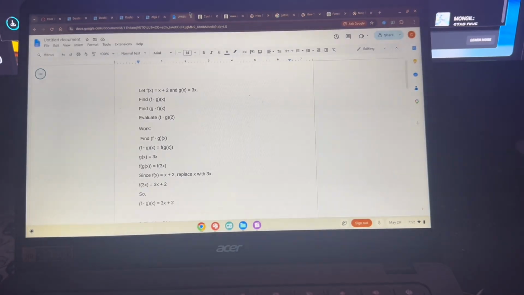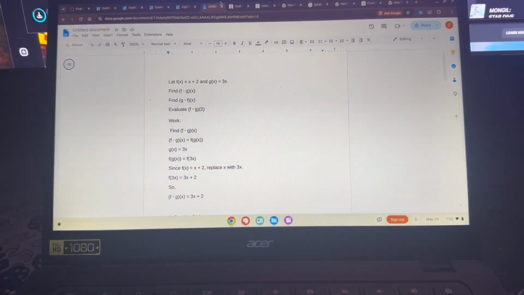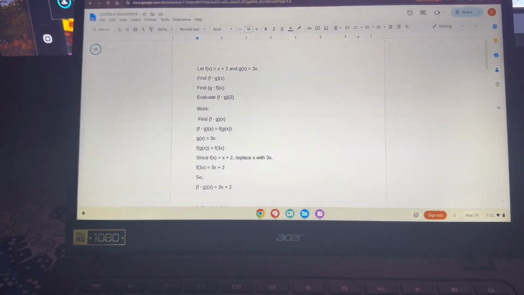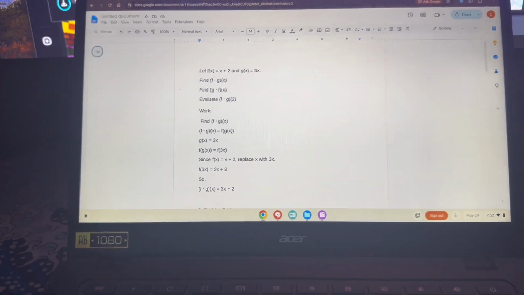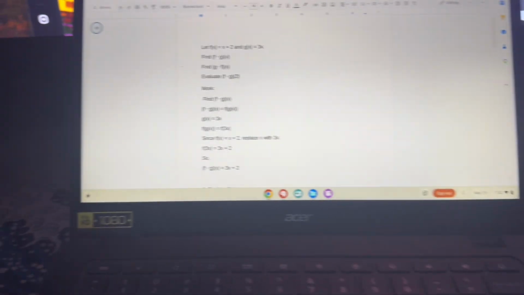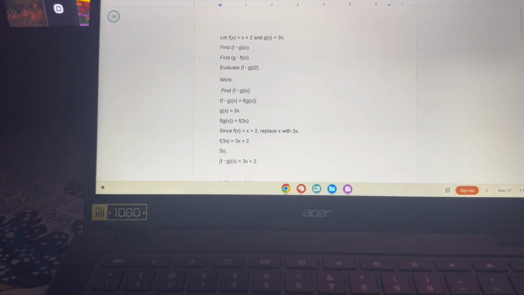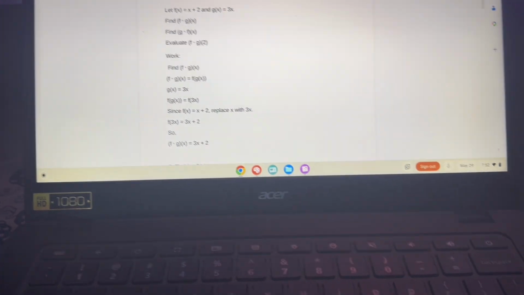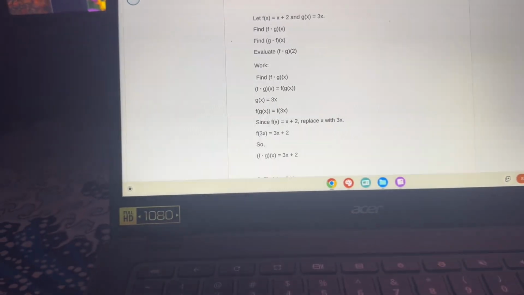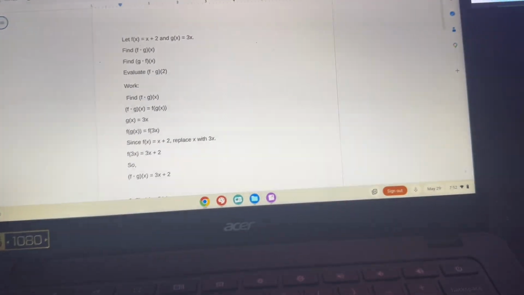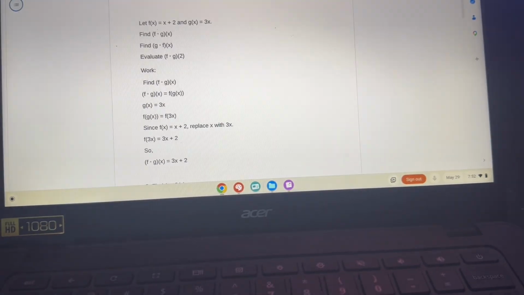And here's my work. Okay, so this is our first problem. In this case, f of x is going to equal x plus 2, and g of x is going to equal 3x. First, we have to find what f of g of x is, and then we have to find g of f of x. And to evaluate it, we'll first insert f of g of 2.